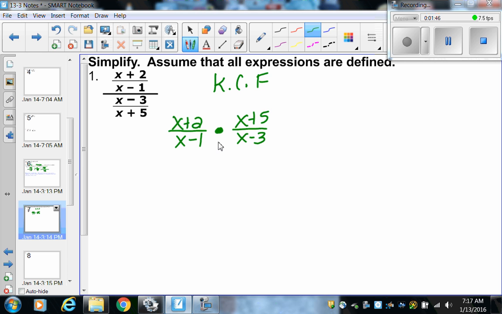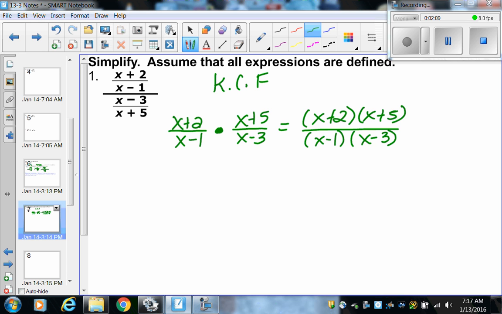Once you have this, you're going to look and see if anything cancels out. Is there something up top that cancels with what's on the bottom? And the answer is no. So then, when you multiply fractions, you multiply straight across. And then this would be our answer.